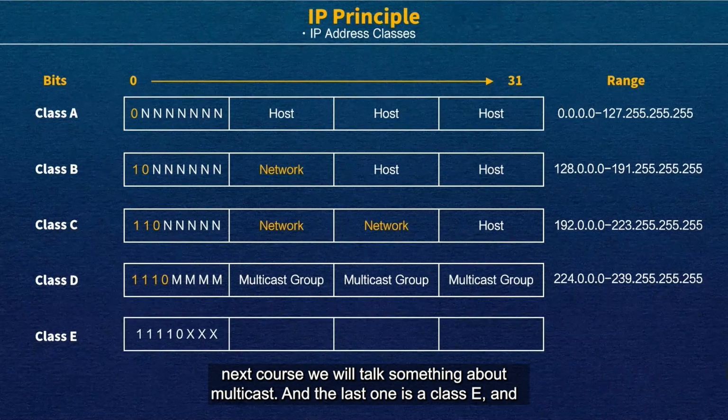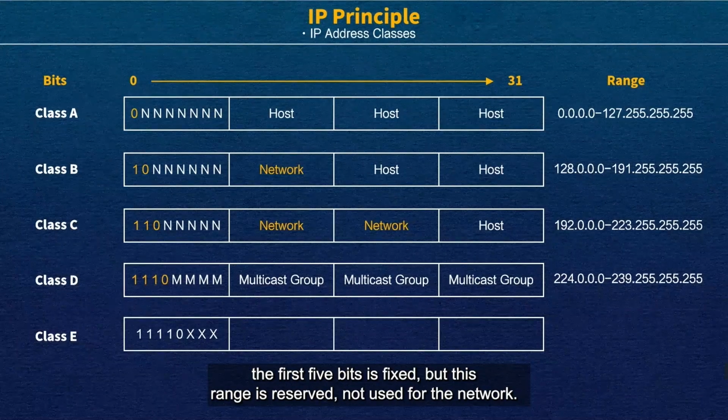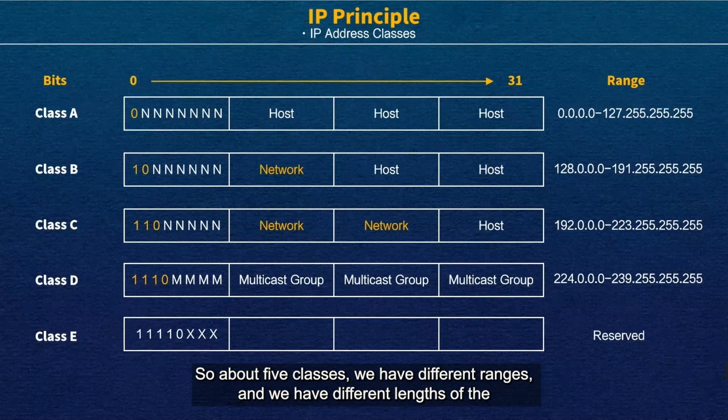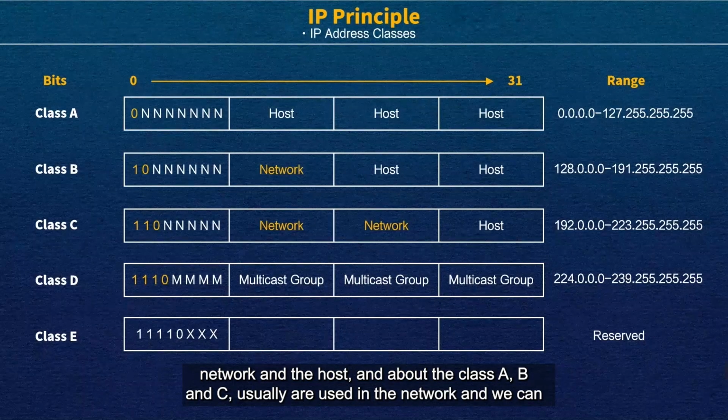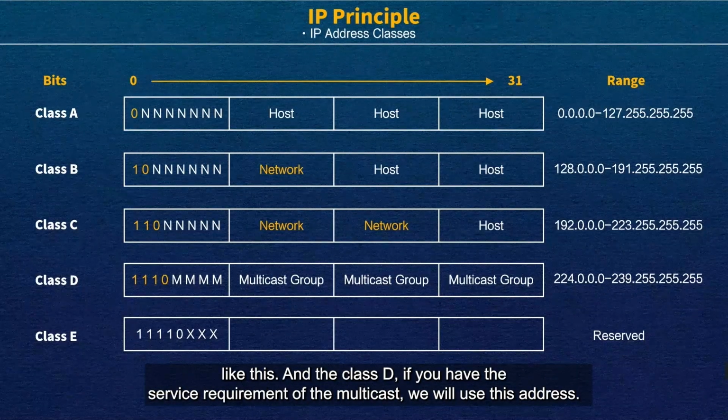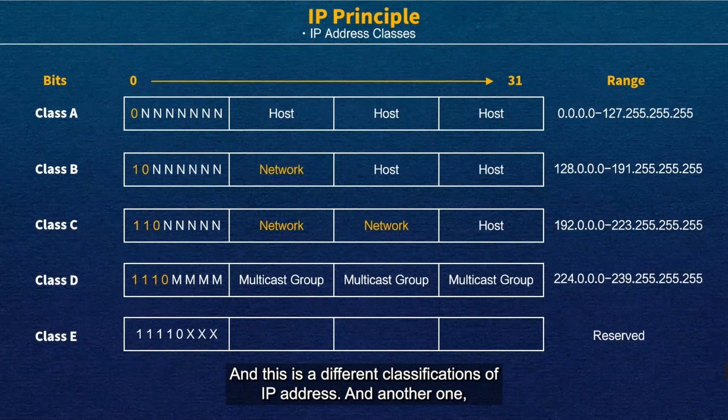And the last one is class E, where the first 5 bits are fixed, but this range is reserved, not used for the network. So about the 5 classes, we have different ranges, and different lengths of the network and host parts. Class A, B, and C are usually used in the network, and we can assign the IP address to terminals and network devices. Class D is used if you have a multicast service. And these are the different classifications of IP address.